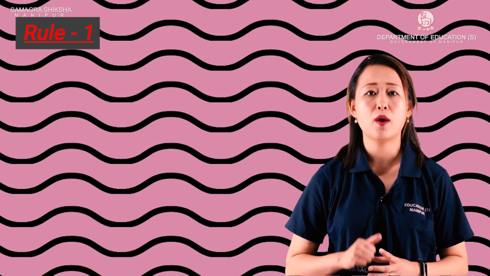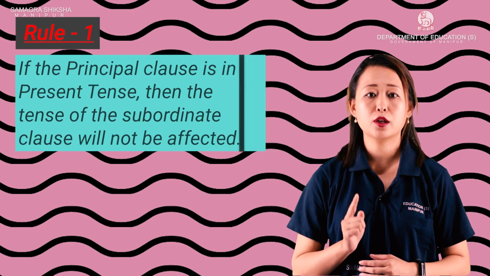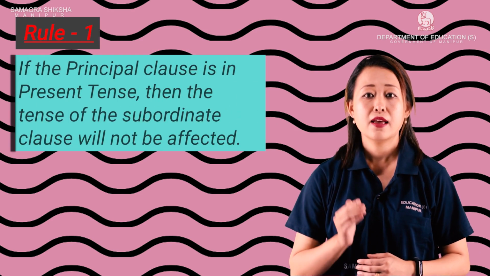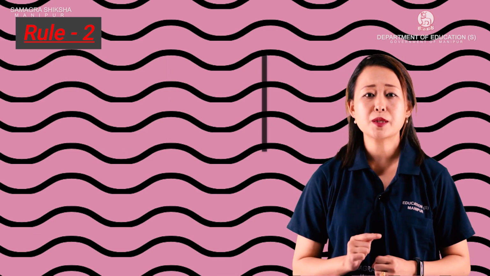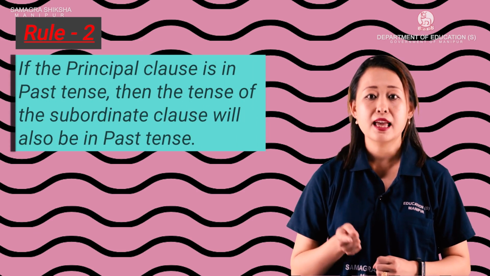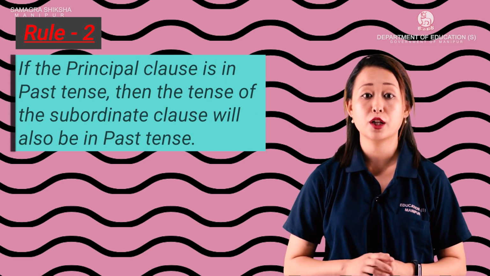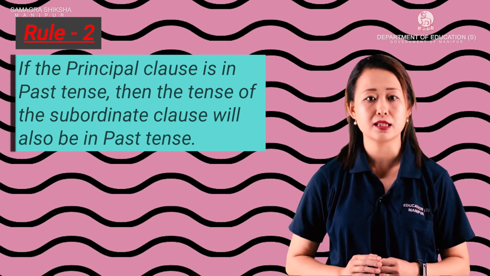Now, a quick recap of all the rules. Rule number 1: if the principal clause is in present tense, then the tense of the subordinate clause will not be affected. Rule number 2: if the principal clause is in past tense, then the subordinate clause will also be in past tense.